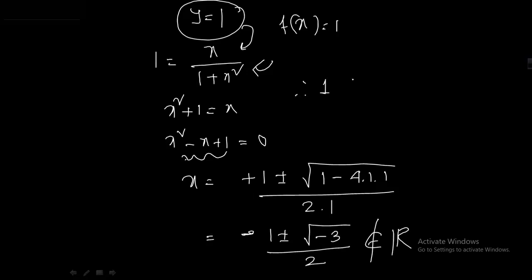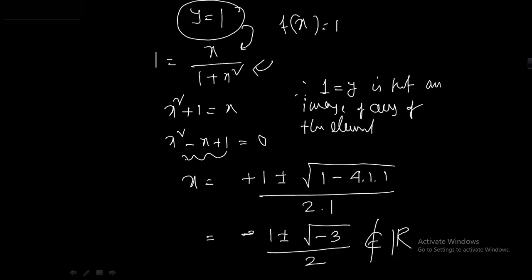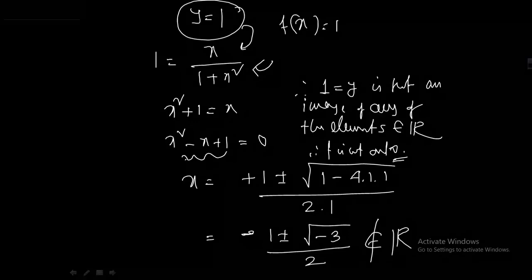Therefore 1 = y is not an image of any of the elements belonging to the set of reals. Therefore f is not onto. Could I explain what I am saying? Yes or no?